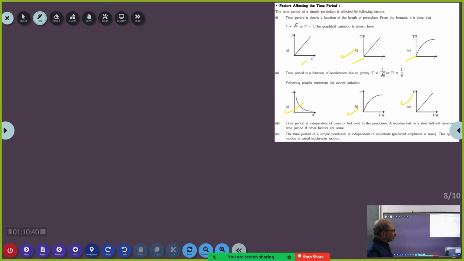Time period is independent of the mass of the ball. The wooden ball and steel ball have the same time period if other factors are the same. Time period is independent of the amplitude, provided the amplitude is small. The type of motion is called isochronous motion. Okay, fine. You know it.